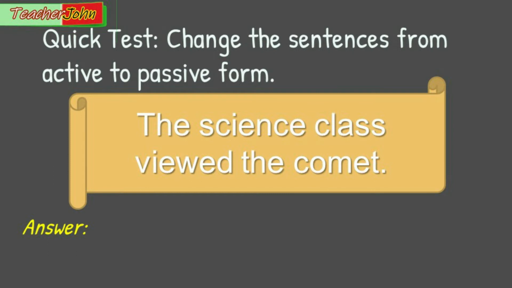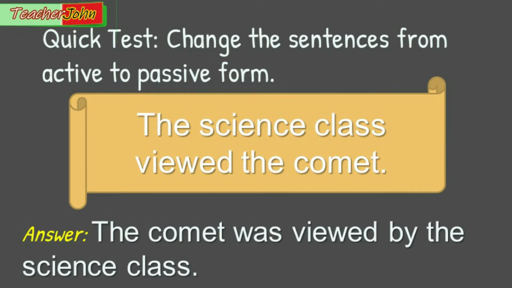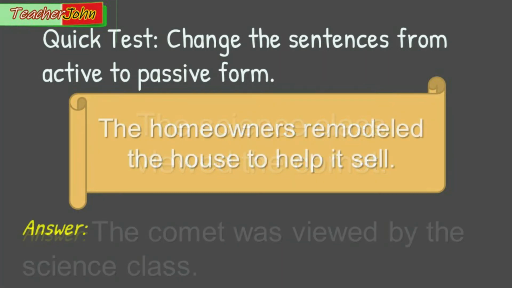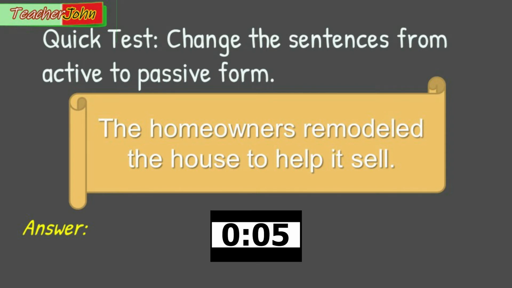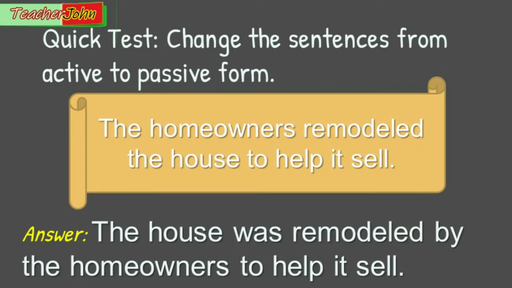The answer is, the comet was viewed by the science class. The homeowners remodeled the house to help it sell. The answer is, the house was remodeled by the homeowners to help it sell.